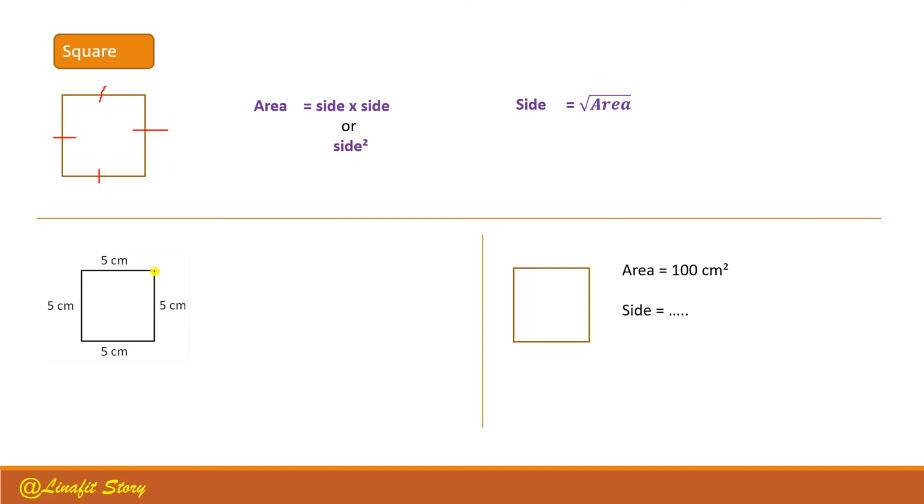For example, find the area of square with side 5 cm. Area is side times side. So 5 cm times 5 cm is equal to 25 square cm. If the area of the square is 100 square cm, what is the length of one side of the square? To find this side we should find the square root of the area. The square root of 100 is equal to 10 cm.